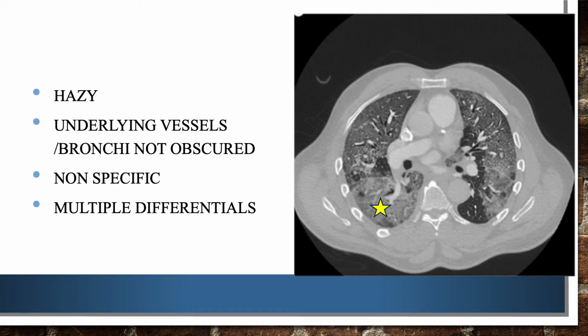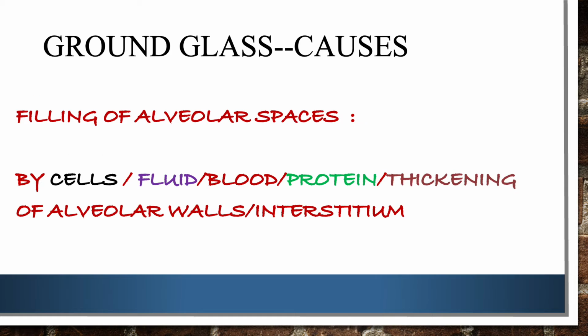But it is a very non-specific pattern and it has many differentials. So this is the ground glass, but I can see the bronchi and the vessels behind it. This is all the ground glass pattern that we are seeing.